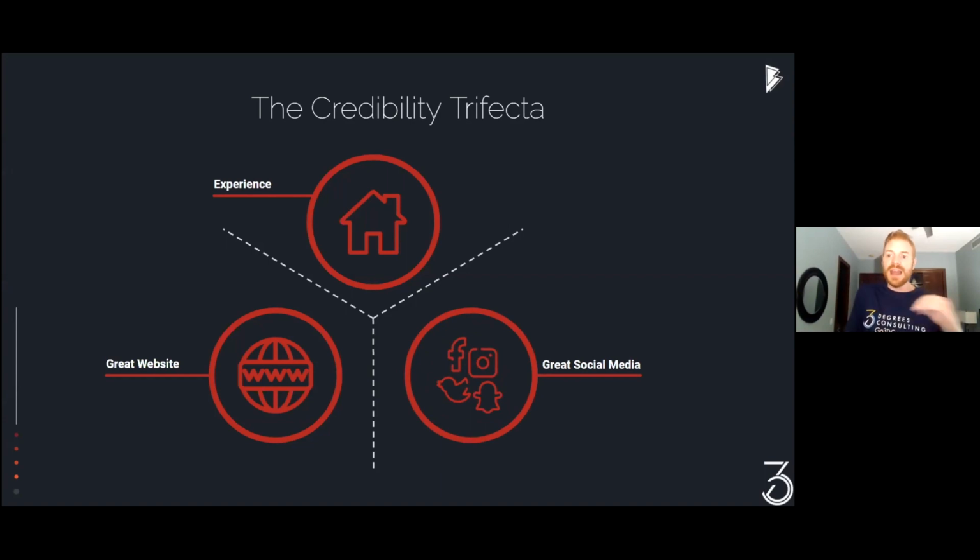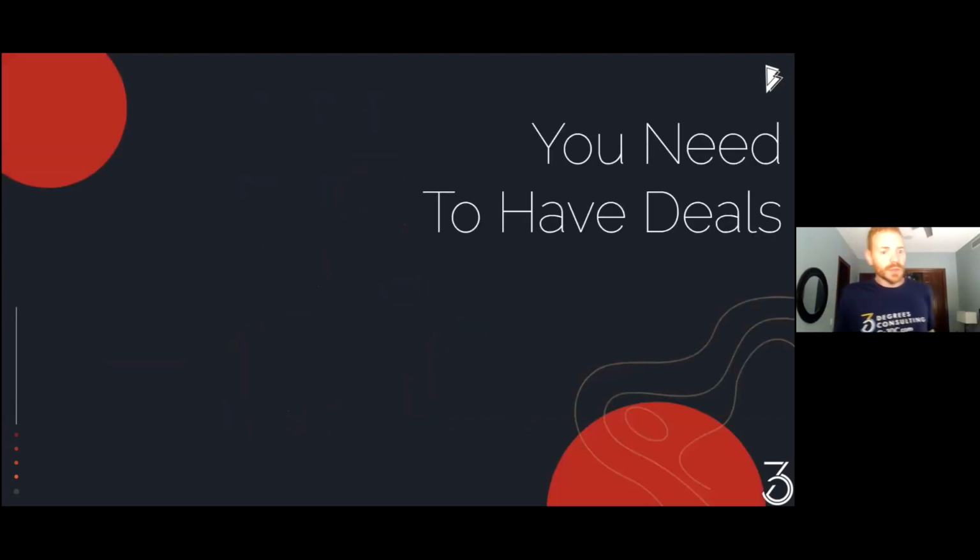If you are leaving any of these three out, I promise you it's going to be significantly less effective, if not fail altogether, simply because we're trying to communicate with people who probably don't know anything about us, who may not have ever met us before. And in that case, we have to show ourselves in the best possible light for them to actually want to say, let me pull the trigger and invest with you. Okay? So the other thing is you need to have deals.